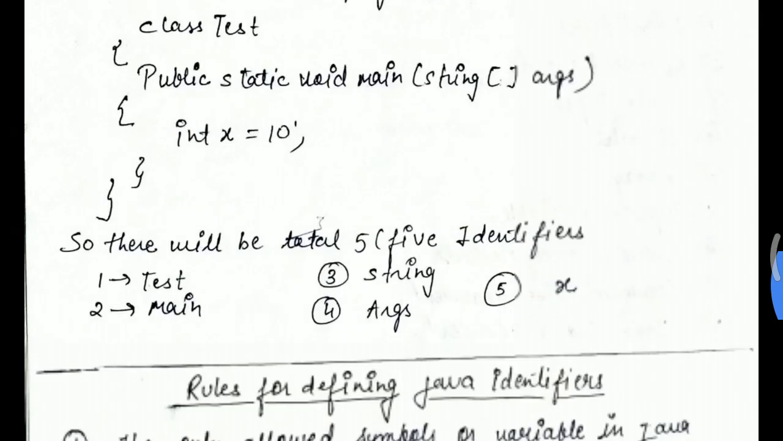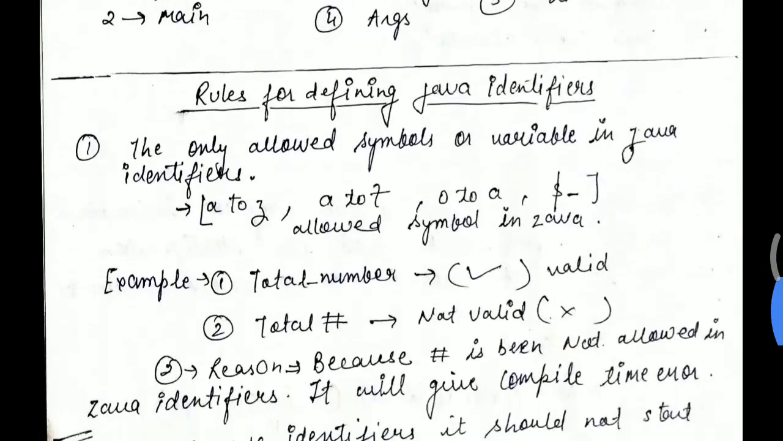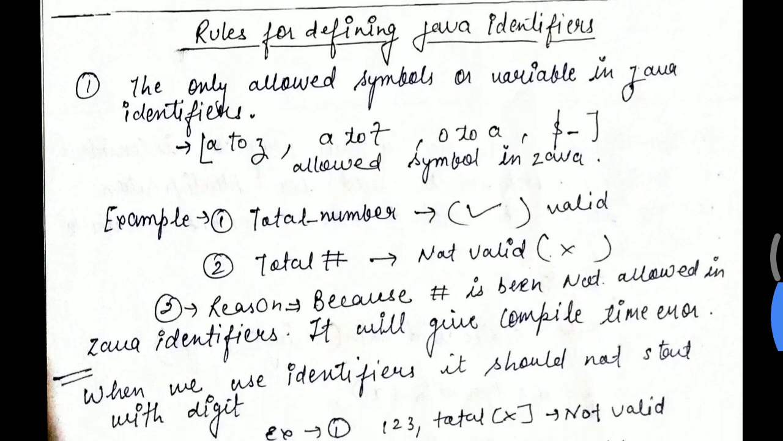These questions come in interviews. So this is for our basic concept to clear our mindset. Okay, now we come to the rules for defining a Java identifier. The only allowed symbols in a Java identifier are a to z, A to Z, 0 to 9, and the two symbols underscore and dollar. If we start with a digit, that will be a compile time error in the program. Java identifiers do not allow starting with a digit. It always starts with a letter.